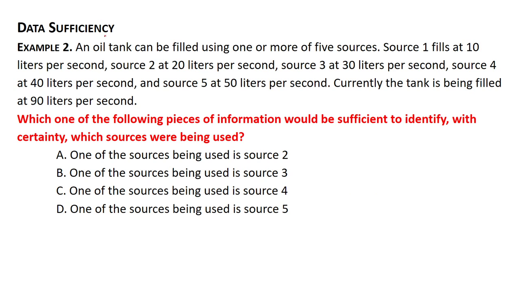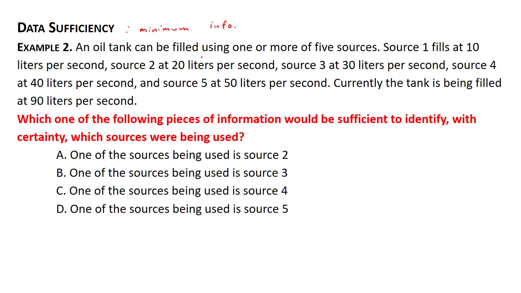In the modern world, we are bombarded with a lot of information. In data sufficiency, the task is to look for the minimum information needed to know something. We do not need to know all the information. Okay, so consider this example.